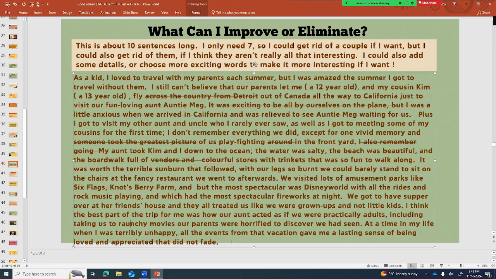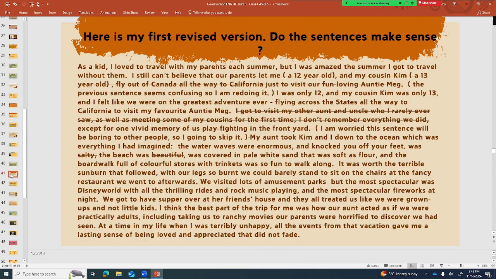At a time in my life when I was terribly unhappy, all the events from that vacation gave me a lasting sense of being loved and appreciated that did not fade. And so there I'm kind of explaining why I chose that particular one. Like, yeah, going was amazing, but it was also a very emotionally warm trip, not just new and interesting. I am running out of time. Okay.